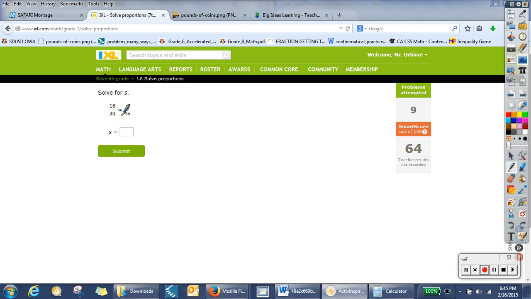I want to use simplifying just because 18 and 45 are really big numbers. And I don't want to find the cross products for that. So for this one, I have 18/30ths, and I'm going to simplify it as much as I can. So a number that I would use to simplify these two is 6. 18 divided by 6 will give me 3, and 30 divided by 6 will give me 5. So 3/5 is my simplified fraction for this problem.